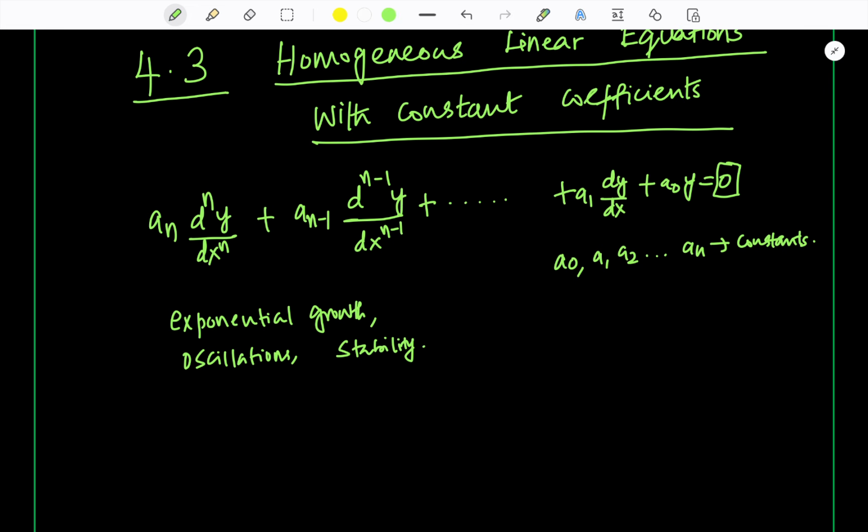In this video, we'll derive the solution to these equations and see how characteristic equations help us find the behavior of different systems.